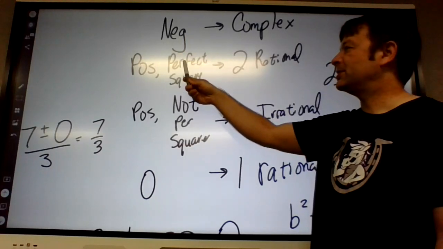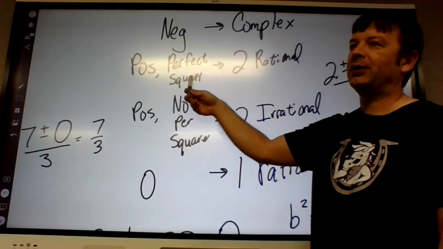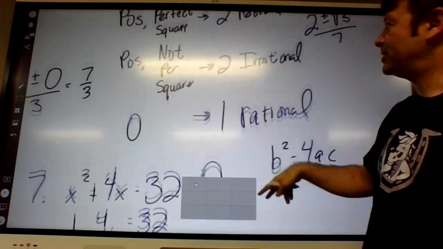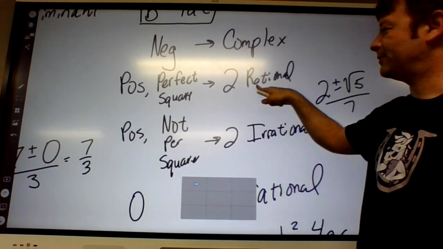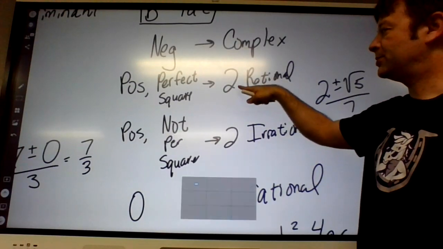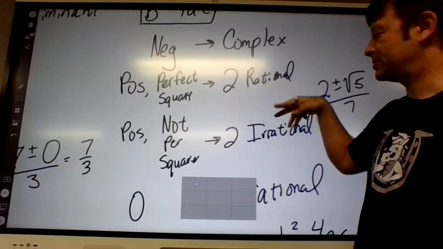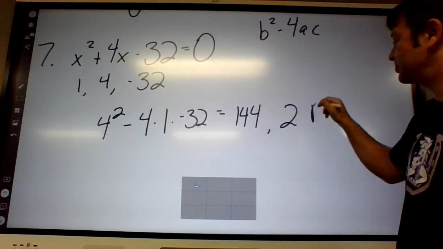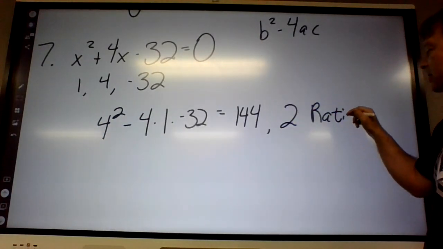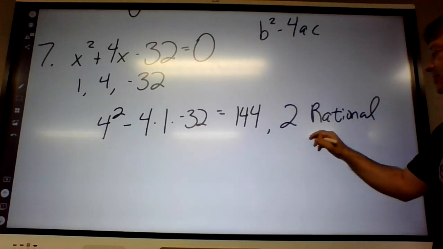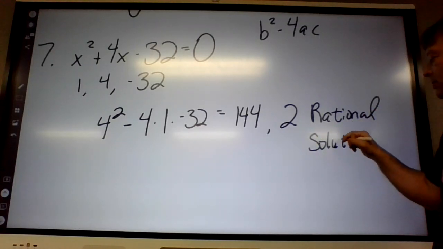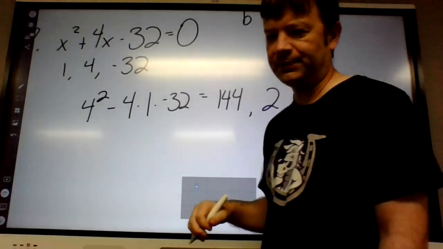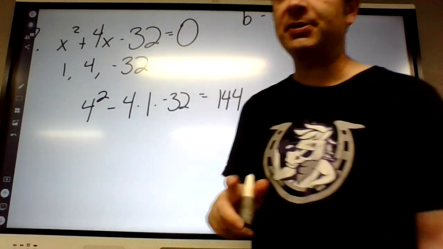Okay, is 144 negative? No. Is it positive and a perfect square? Yes, because what's the square root of 144? 12. So that means we should expect, if we solved it completely, to get two normal answers. So after the 144, we need to put 2 rational. They probably wrote 2 rational solutions, I imagine. But yeah, just put 2 rational is probably enough. No, they just wrote 2 rationals. I was wrong.